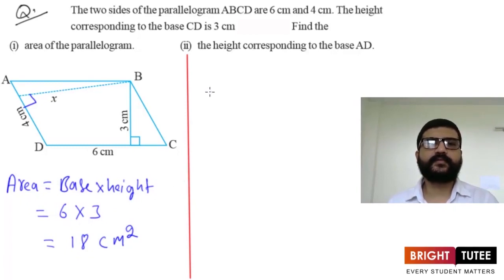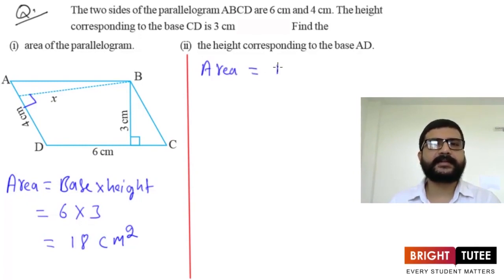Now what we have to do? We have to find the height corresponding to the base AD. Now how to do that? So the area of the parallelogram is 18 square centimeters. Even if we consider the base as CD or if we consider the base as AD, the area will remain the same only. So therefore we know now the area of the parallelogram is 18 square centimeters. Now if we consider AD as a base, then the height will be x, and that's what we have to find here. So now let's consider AD as a base.